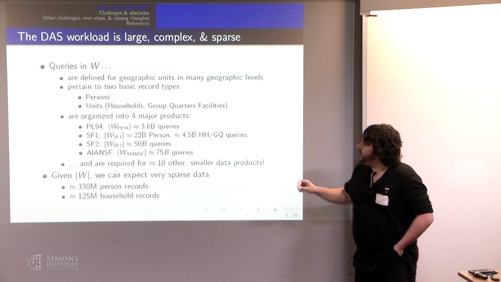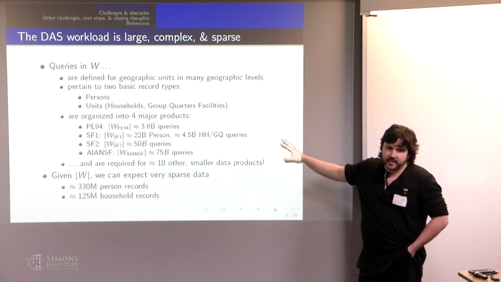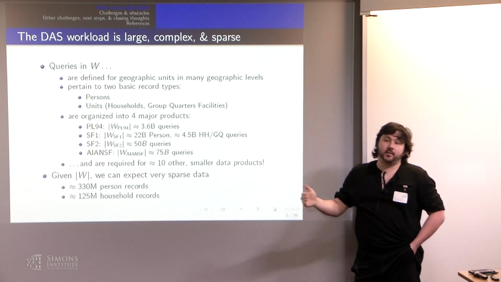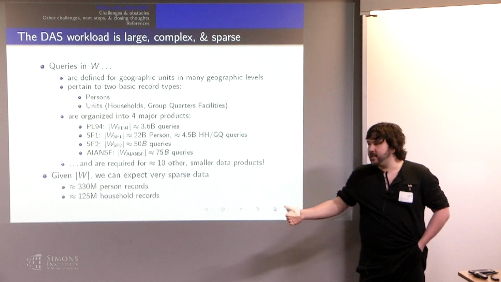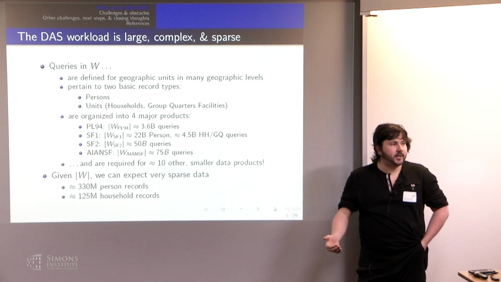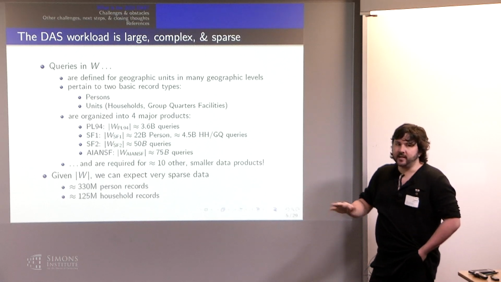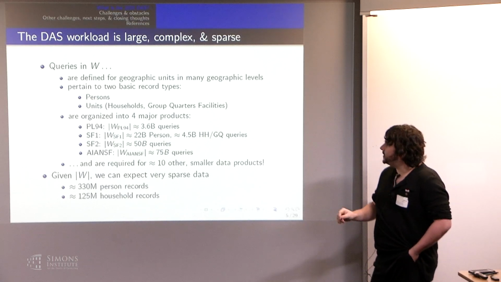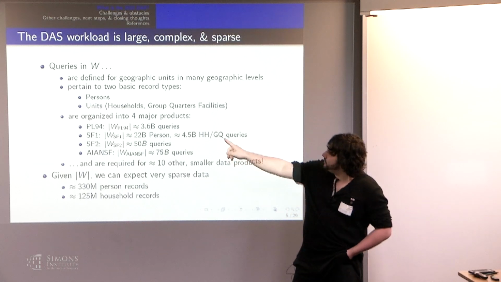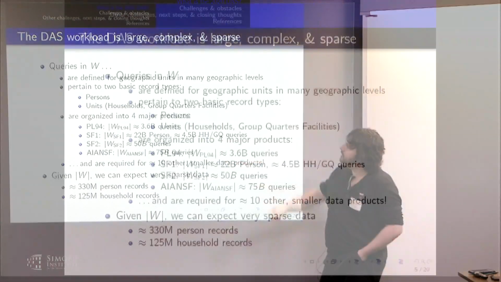Moving on a little bit more, and this is actually how I day to day think about the actual algorithms we're building, how much progress we have or haven't made, and what major milestones we still have to meet. The releases that we intend on producing are typically organized into 4 major data products and roughly 10 additional smaller data products. The 4 major data products are PL94, SF1, SF2, and AINSF.